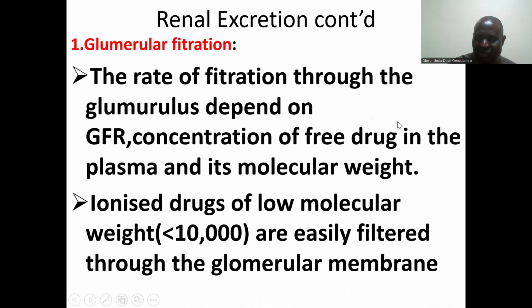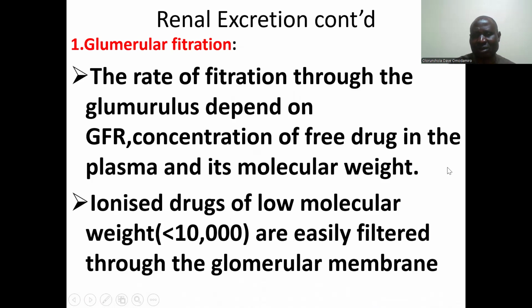And I want us to go back to our knowledge on drug distribution, because it is only the free drug that is available for distribution, available for metabolism, and also available for excretion. So the concentration of the free drug in the plasma is also a factor, and also the molecular weight of the drug. Also, the drug has to be in ionized form before it can be easily filtered through the glomerular membrane.